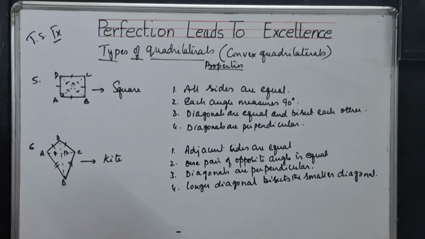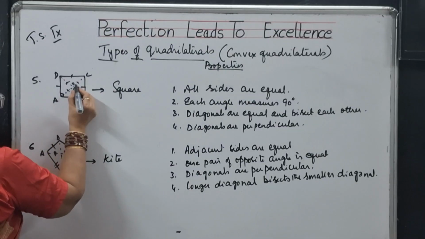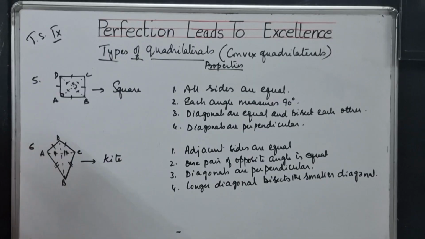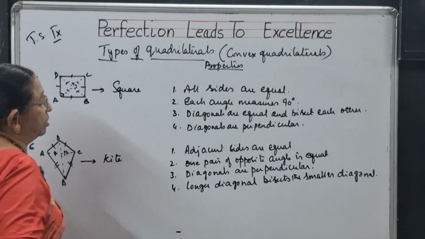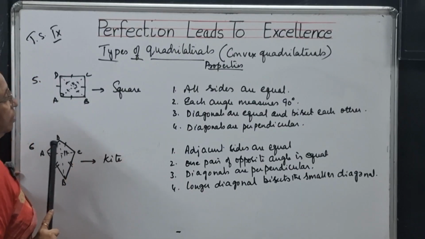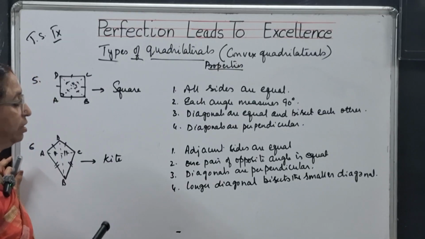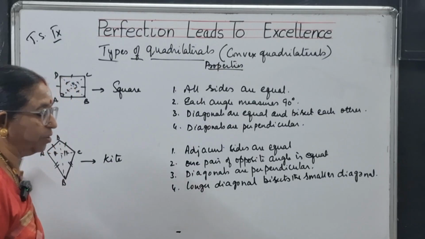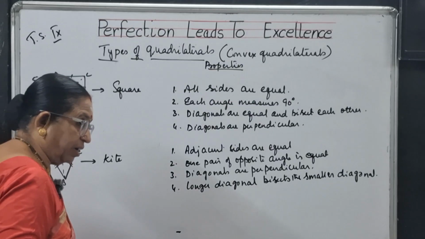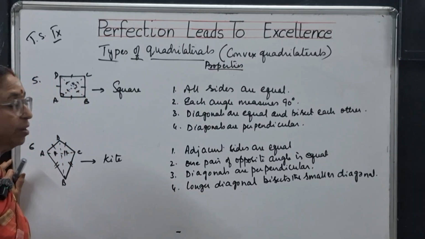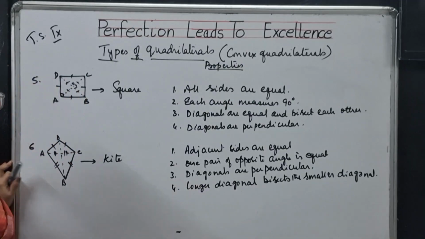They are equal in measure and they bisect each other, and diagonals are also perpendicular. So actually diagonals are perpendicular bisectors just like rhombus. But the thing is, in rhombus diagonals are not equal in measure, but in square the diagonals are equal. Just like rectangle, in a square also diagonals are equal, and just like a rhombus, the diagonals are perpendicular bisectors. Next, kite.